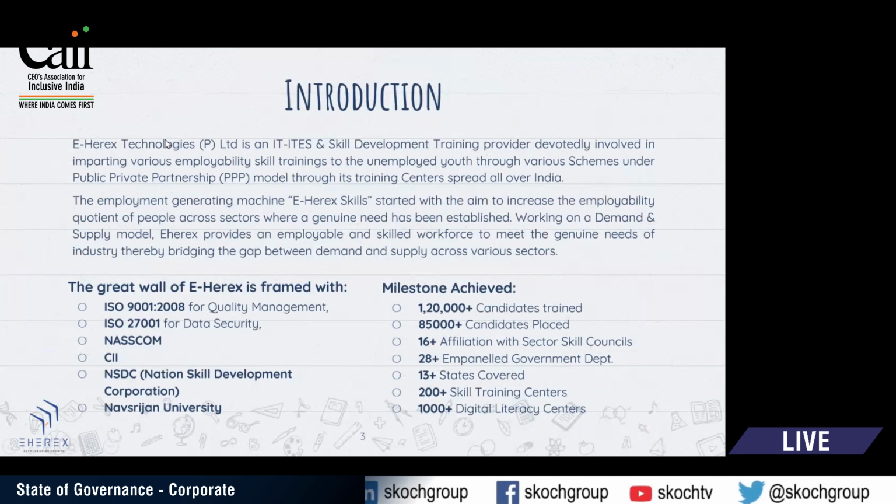The company was established in 2008. We are based in Bhopal, and we have pan-India presence. We have achieved some milestones: we have trained 120,000 candidates, and we have placed more than 85,000 candidates. We are affiliated with more than 16 sector skill councils, and we are impaneled with 28 plus government departments for conducting skill development programs. We have covered 13 states. We have more than 200 training centers and 1,000 digital literacy centers.